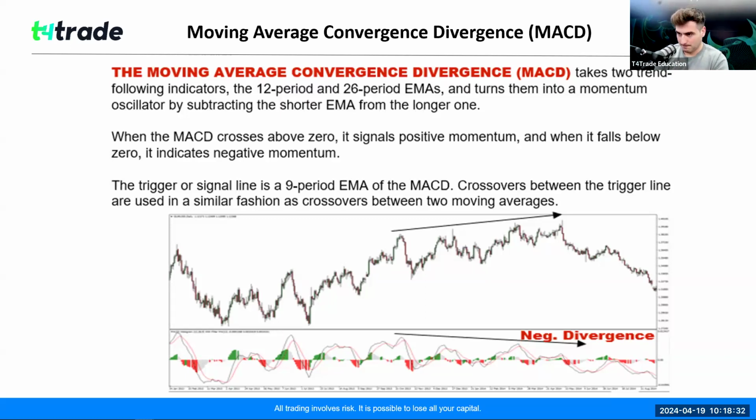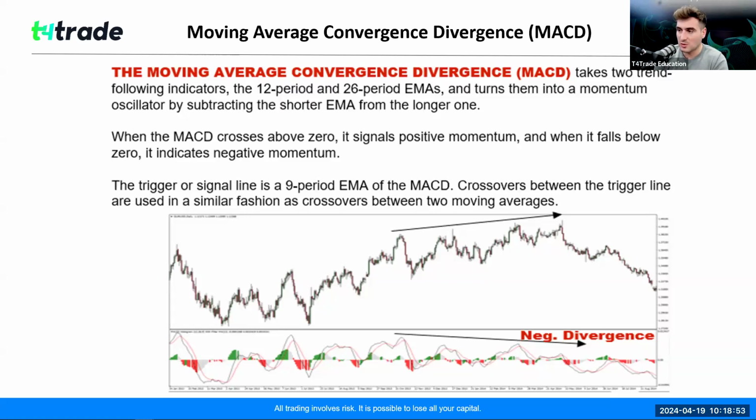And we also have what we call the trigger line, or the signal line, which is a 9-period exponential moving average of the MACD, which is what we subtract from the difference between the 26 and the 12, which gives us the MACD line, which is what we do care about.